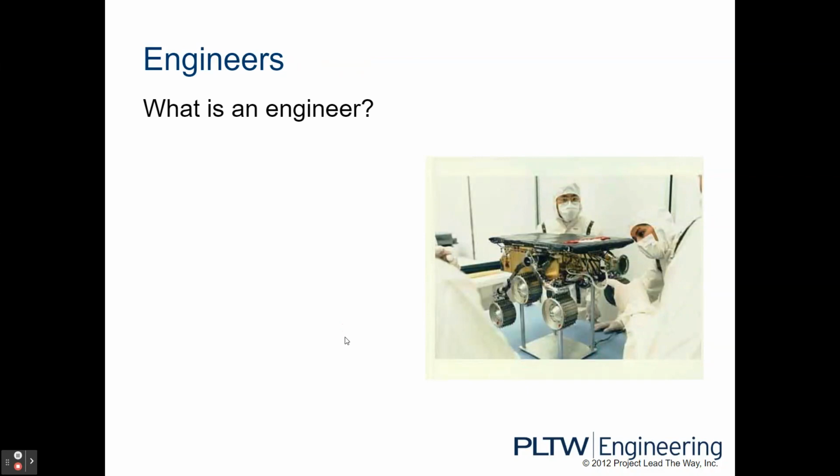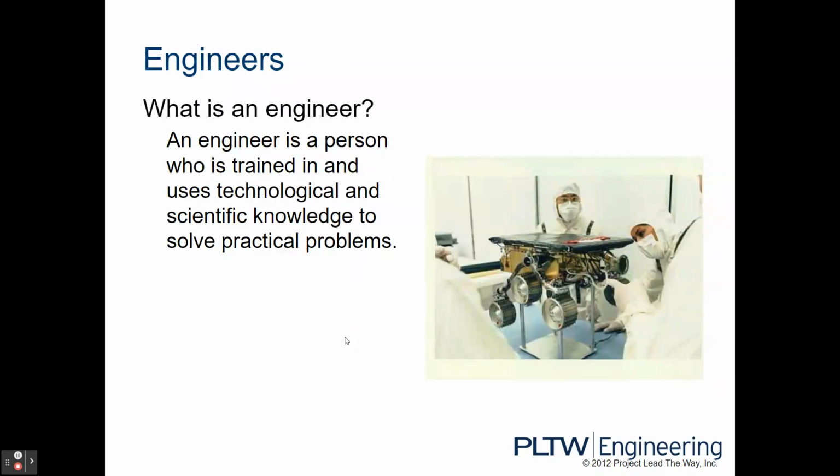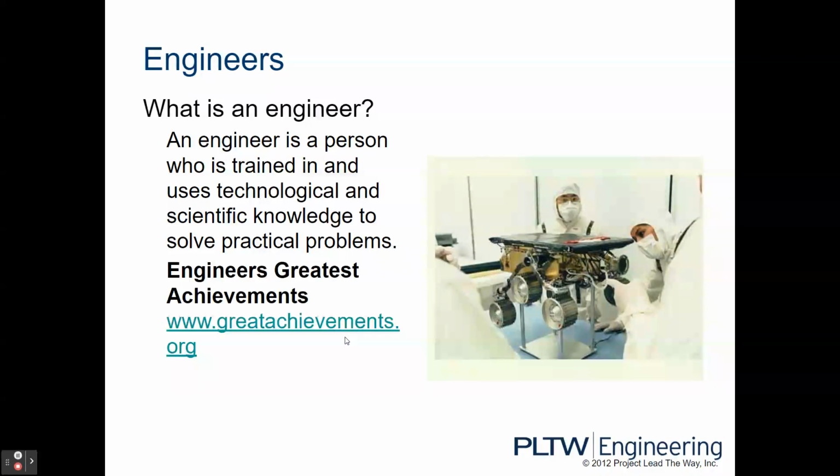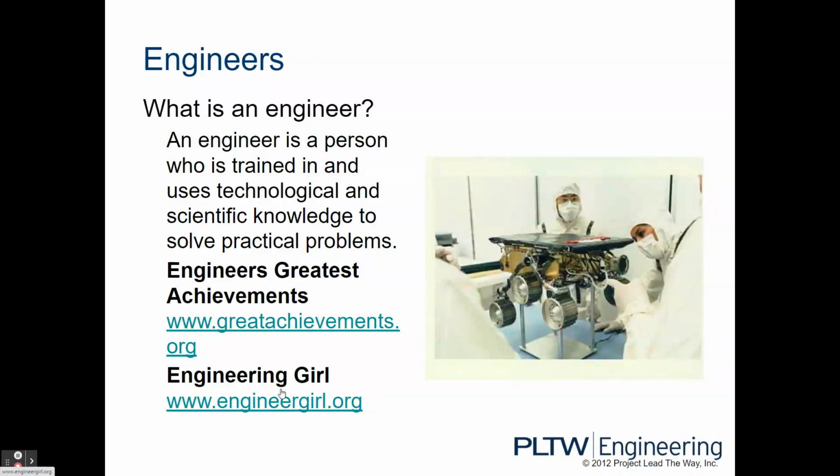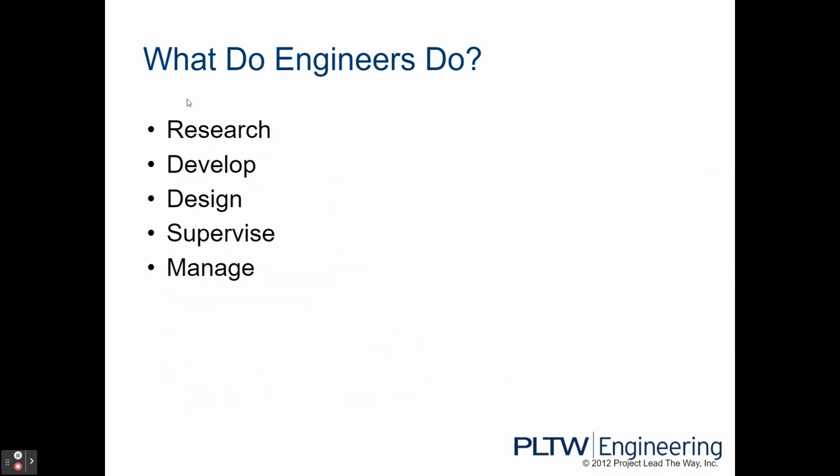And then it talks about what is an engineer. An engineer is a person who is trained in and uses technological and scientific knowledge to solve practical problems. All right, so a really great website for you to check out, greatachievements.org. And also another great website, you'll be doing some research as a part of today's activity, engineergirl.org. And so again, we've got some major categories for what engineers do: research, develop, design.